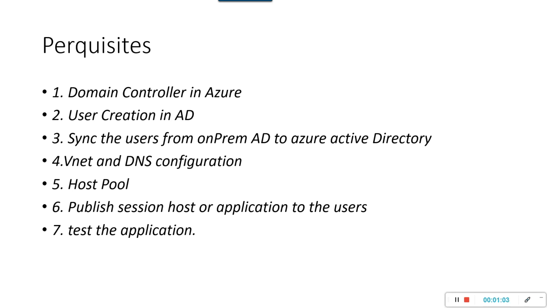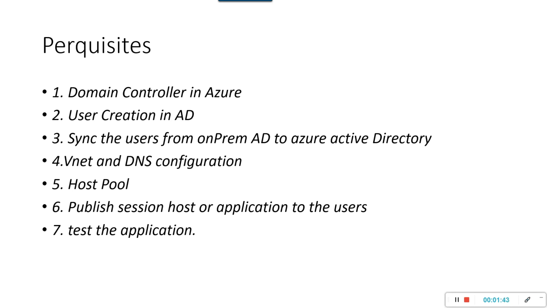Then we'll create some users in the AD. Then we'll sync those users from on-prem AD to Azure Active Directory, because the users you created on the on-prem Active Directory cannot directly authenticate to AVD. So you create a user on-prem, and then these users need to be synced from on-prem to Azure Active Directory. Then users will be authenticated on WVD and will be able to access their applications.